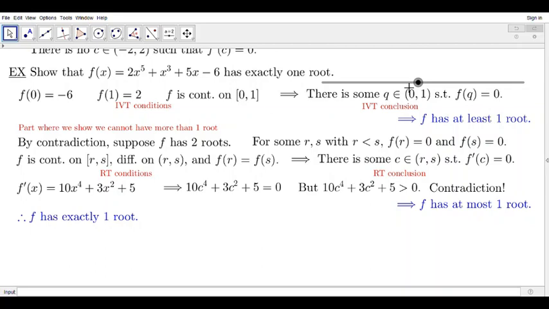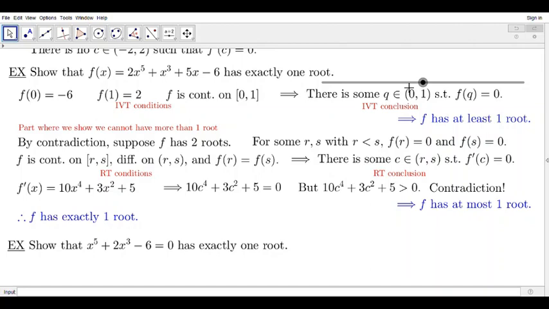Okay. Let's solve a similar example. Show that x to the fifth plus 2x cubed minus 6 equal to 0 has exactly one root. But we still have the solution of the previous example to serve as a template, so the solution is going to be broken down into two parts.